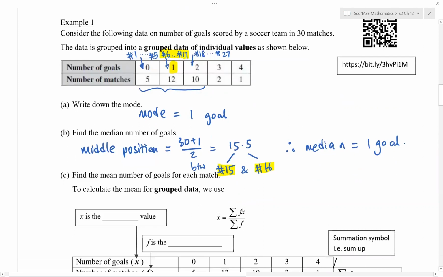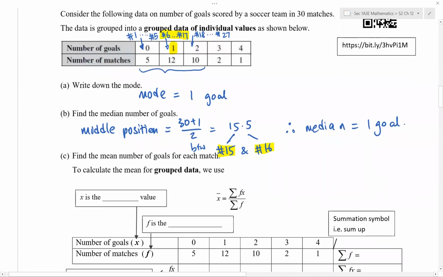Now, part C, to find the mean number of goals, can you imagine, if we didn't have the group data, you would be adding a lot of numbers. 0 plus 0 plus 0 plus 0 plus 0, so 5 of them, plus 1 plus 1 plus 1, how many of them? 12 of them. Plus 2 plus 2 plus 2, so many 2s? 10 of them. We're going to add everything up, and then we divide by 30. And that isn't a fast and easy way to do it.